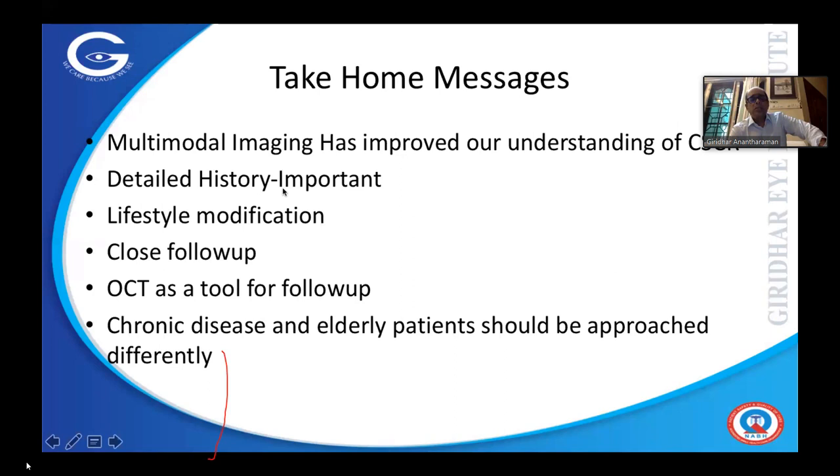History is very, very important, as I told you, especially to find out the duration of the disease, coexisting lifestyle features, factors which are responsible for the disease which have to be altered, and use of certain drugs which can precipitate central serous retinopathy. It is very important for us to spend some time with the patient, because these are very anxious patients. Anxiety will worsen the disease. We need to spend some time and advise on lifestyle modification.